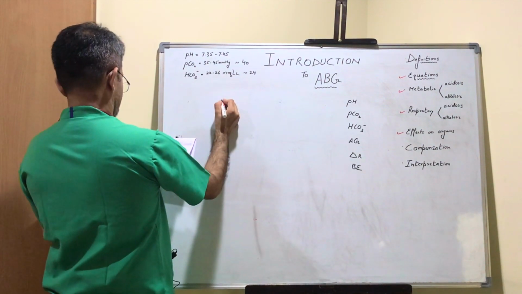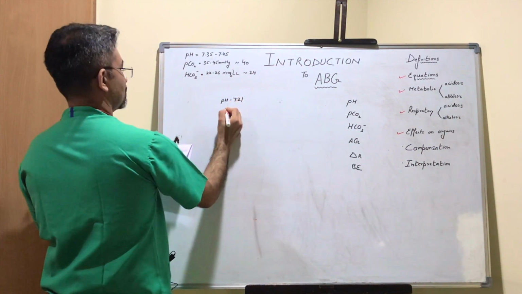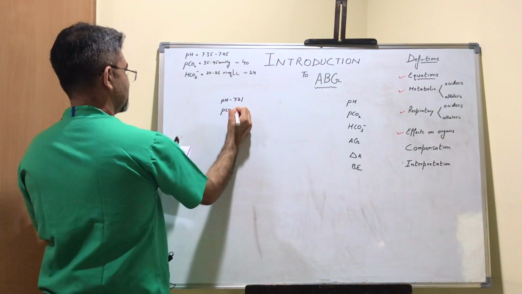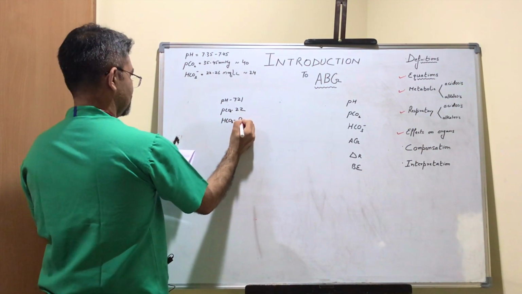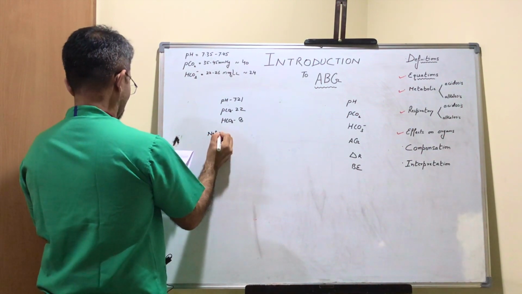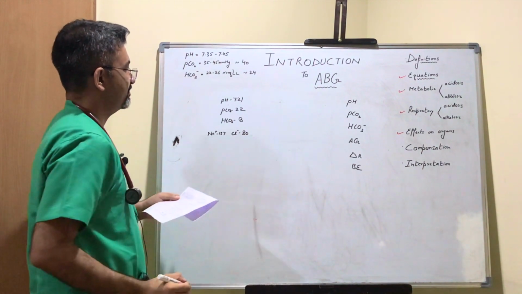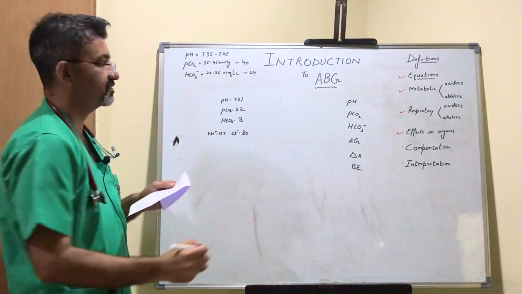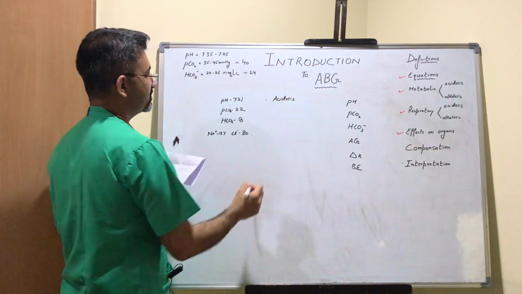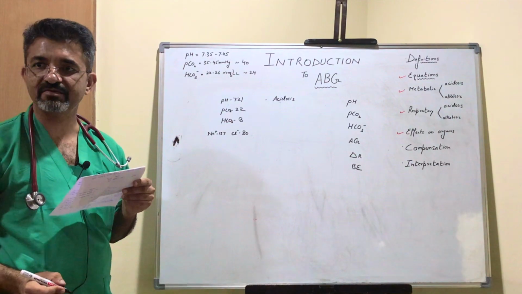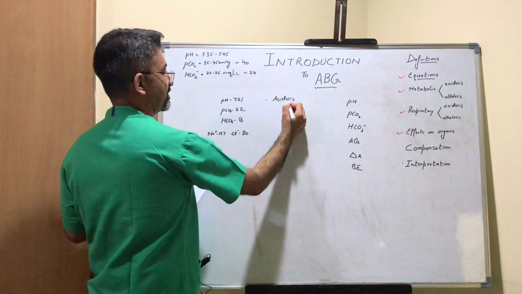Suppose my pH is 7.21, PCO2 is 22, HCO3 is 8, sodium 137, chloride is 80. 7.21 acidosis. PCO2 going down, hyperventilation. HCO3 less, same direction. So it is metabolic.